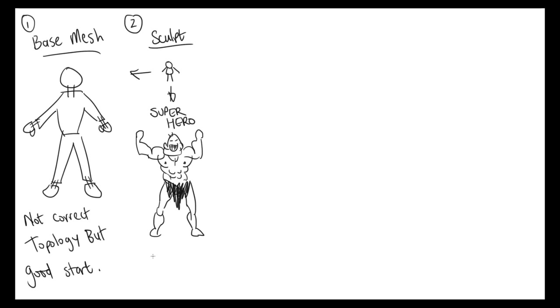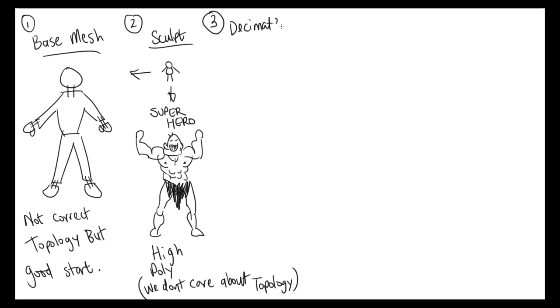Right, that's your high poly. And we don't care about polys, or we don't care about topology. Topology is the way the polygons are on the mesh, right? Are they triangles? Are they squares? Is there too many? It doesn't matter, right? As long as the high poly sculpt looks beastly and godly, right?